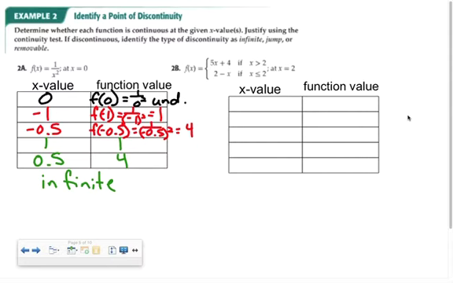This time I'm testing for whether the function is continuous at 2. So my x value this time is 2. And in this piecewise function, I'm going to take that 2 and plug it into the second piece of the function. So f of 2 would equal 2 minus 2, which is 0. So f of c does exist. F of 2 exists. Now I need to approach 2 from the left, and I need to approach 2 from the right, and see if those values that they're approaching are also 2.